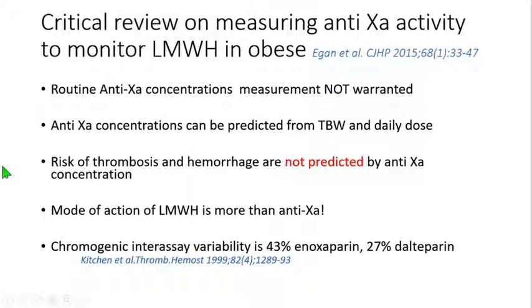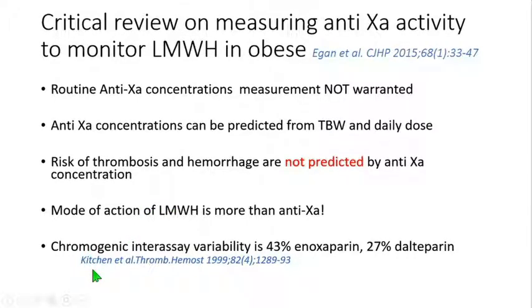But this anti-10A activity monitoring, there's something that I need to warn you about. It's the fact that it's no longer routinely advised to apply anti-10A levels. The anti-10A concentrations can also be easily predicted from the total body weight alone. And do not forget that the risk of thrombosis and hemorrhage are not predicted by these anti-10A levels.